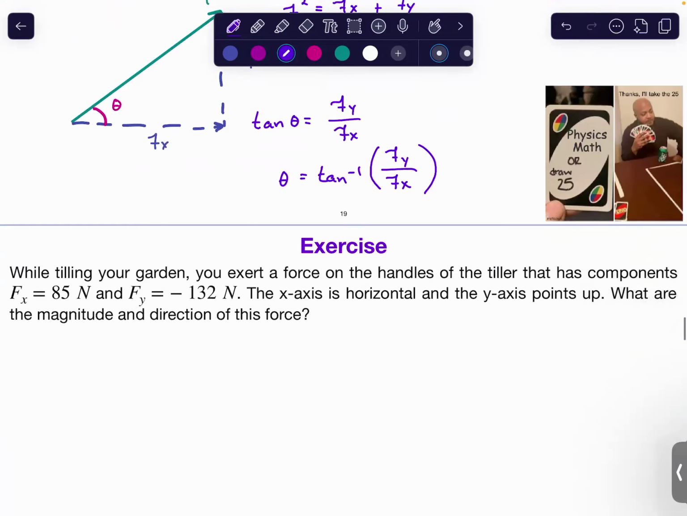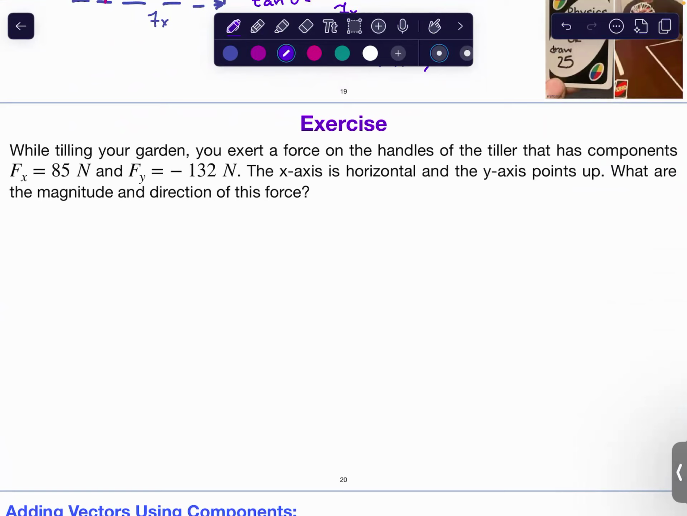Okay, so let's say you're out doing some work. You're moving your tiller, you exert a force on the handles, and your force vector components are 85 newtons in the x direction and negative 132 in the y direction. Okay, first off, what quadrant is this in? Fourth. Why? Because X is positive and Y is negative. What are the magnitude and direction of the force?